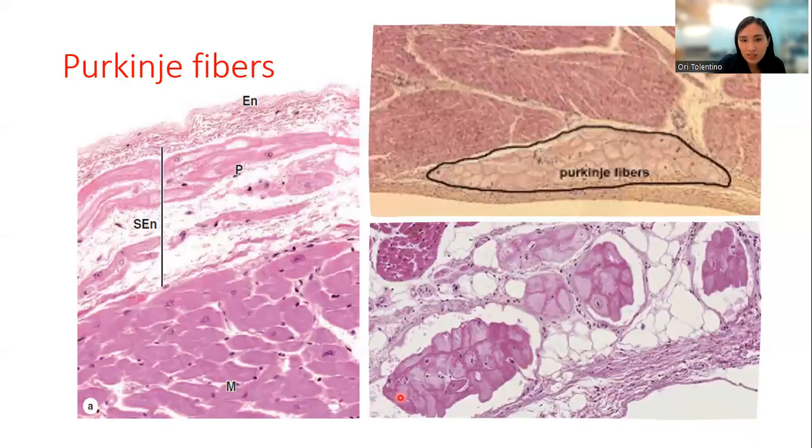So what are these cells? You notice that they are pale and big, and they are under the endocardium, and they are different from your cardiac myocytes or cardiac muscles because they are big and pale staining. They are your Purkinje fibers.